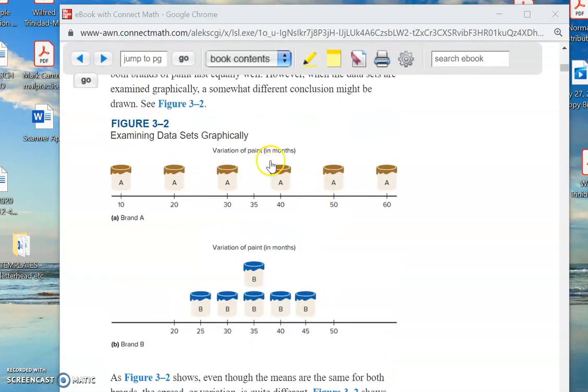Whereas in brand A, look what's going on here. This one is as low as 10 months and as long as 60 months. That's probably not a good idea, right? You don't want a paint that might only last for 10 months. If you're in the nursing business, or if you're a nursing student, another example for this might be medications.